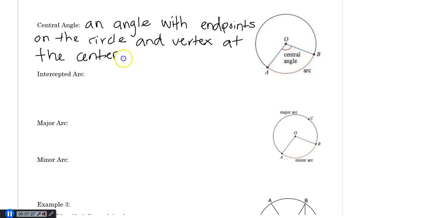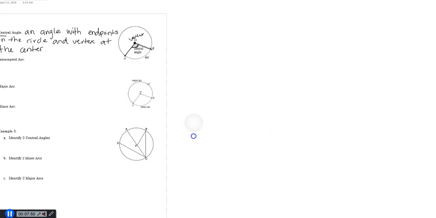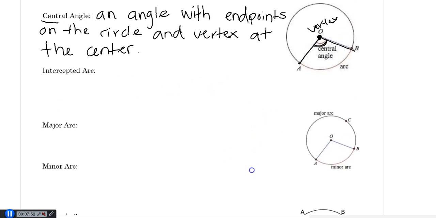So central angle, it uses the center to make its angle. So again, we see that an angle, you need to have a segment meeting at its vertex, right? This would be my vertex right here at O. And then it's going to be right here. So since it uses the center of the circle to create this angle, that's where it gets its name, central angle. We have an intercepted arc here.